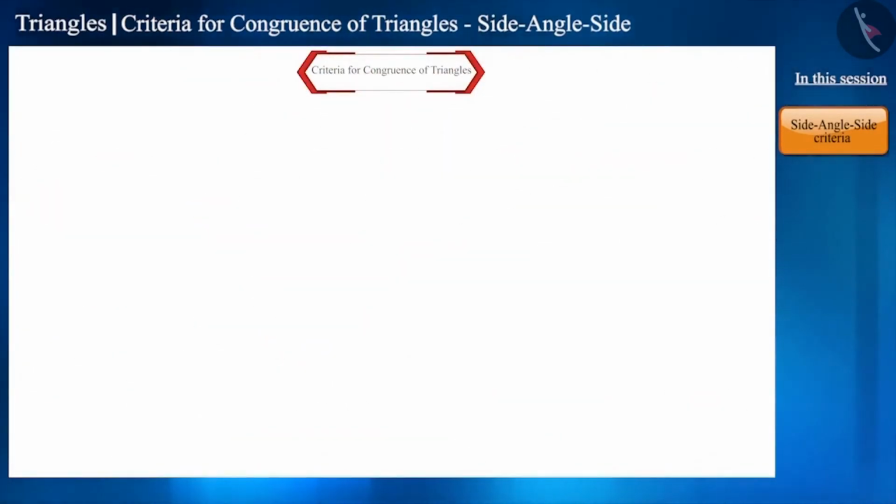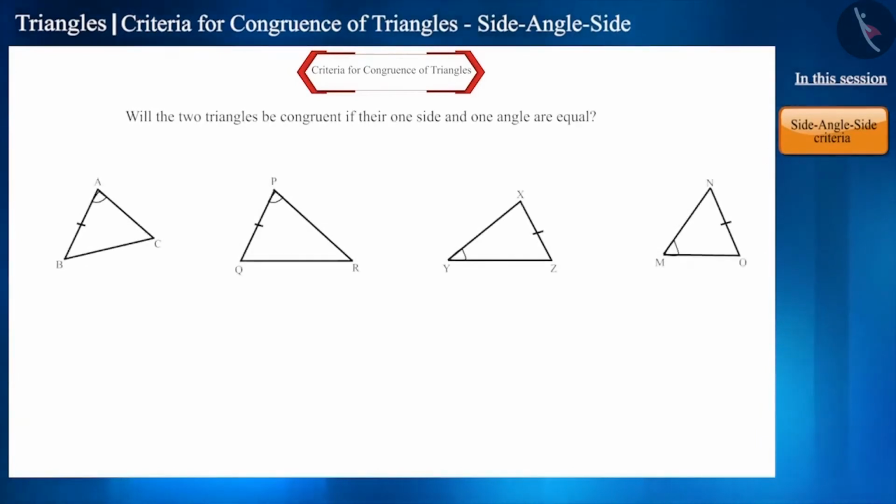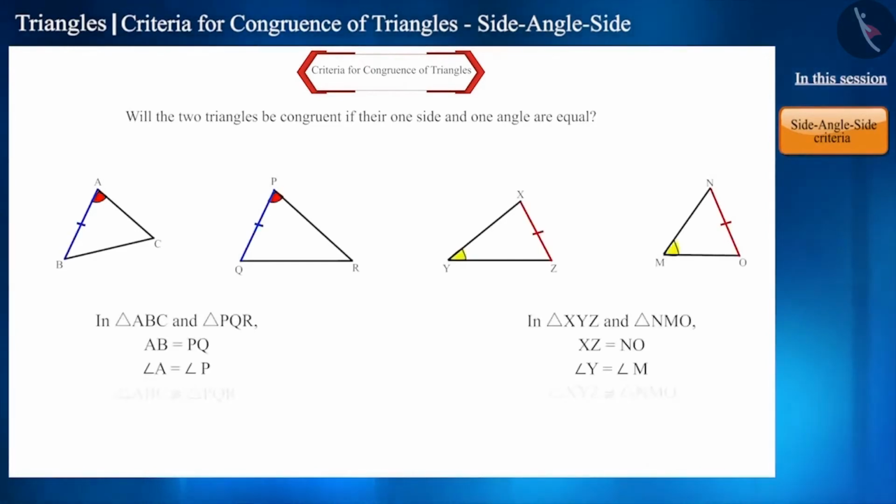For example, one side and one angle of two triangles are equal. Here are some examples. Here, the triangles are not congruent by just having one equal side and one equal angle.